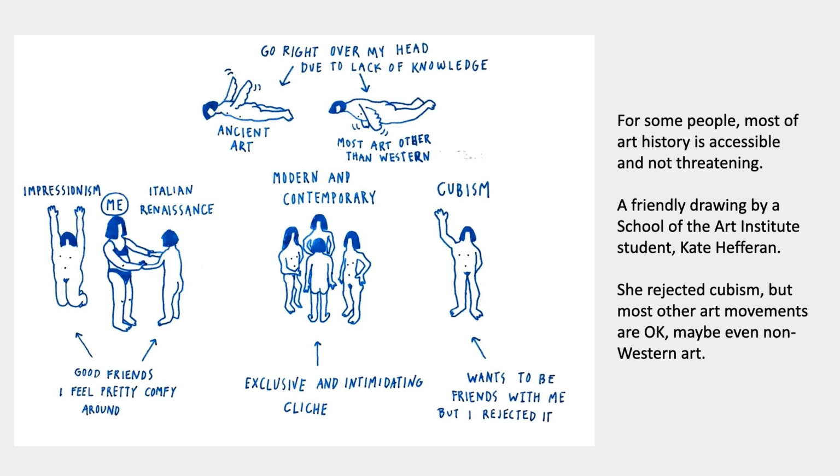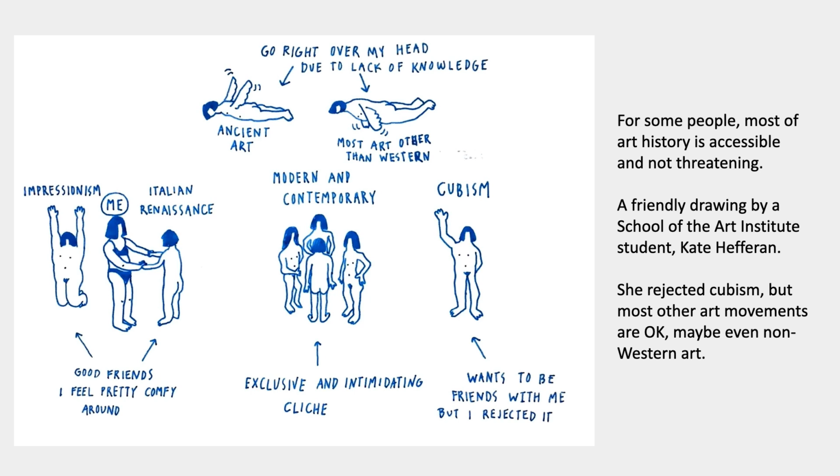She feels pretty comfy around Italian Renaissance, Impressionism. In the middle, modern and contemporary art, it's exclusive and intimidating, but still she's there, or there's a group anyway. And on the right is the only thing that she doesn't like, and that's Cubism. And Cubism is waving, wants to be friends with me, but I rejected it. And as in the UFOs of that other drawing, there are two Canada Goose art periods flying overhead that she doesn't quite understand because she has a lack of knowledge. But generally it's a very friendly kind of a thing.